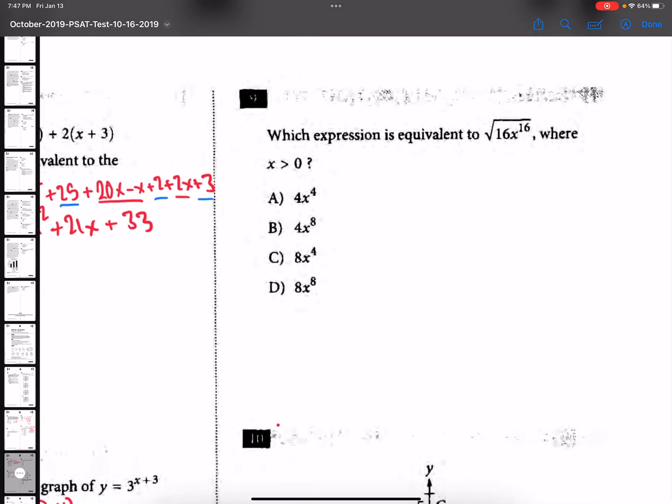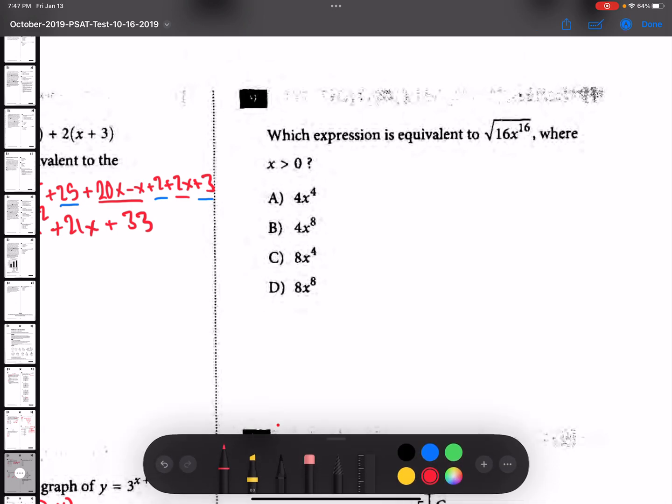Okay, which expression is equivalent to square root of 16 x, where x is greater than 0? So we can do square root of 16 first, which is equal to 4. So I know it's either A or B. And then now, since we can't do square root of x to the 16, we have square root of x to the 16. But another thing is that because it's square root, there's a 2 over here. We can bring the 2 here, making it x to the power of 16 by 2 in fraction form. That'll give us x to the power of 8. So in simple form, this would be written as 4x to the power of 8. So that means our answer is B.